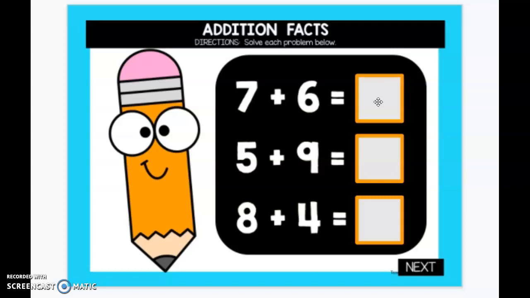So I'm going to put 7 in my head and count on 6. So I'll say 7, 8, 9, 10, 11, 12, 13. So the sum is 13. Here's what I need to do. Click in the box, type 13, and then I'm ready for my next math fact.